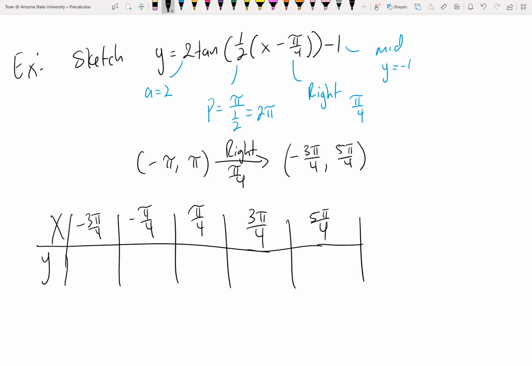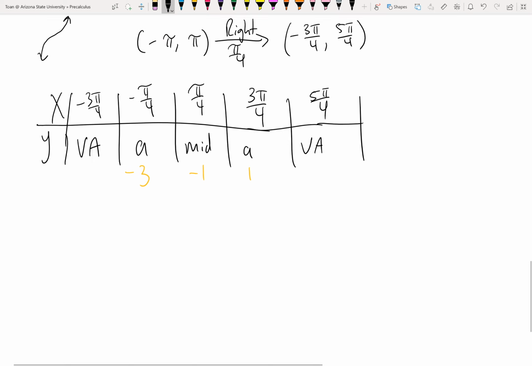Now I have to know the pattern, because I can just mentally memorize that it's a positive tangent. You're going to have vertical asymptote, a mid, a vertical asymptote. My mid is at -1. And since my a is 2, I know that these guys will go up and down by 2. Again, knowing the shape of positive tangent, it's going to go down to the left and up to the right. So down 2 to the left would be -3. Up 2 to the right would be a positive 1. Then all I got to do is draw it out.